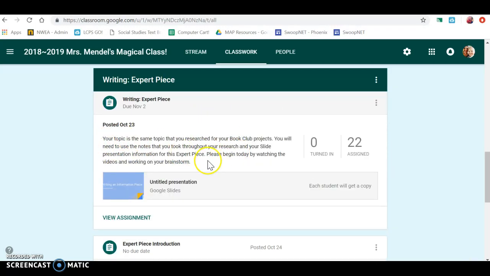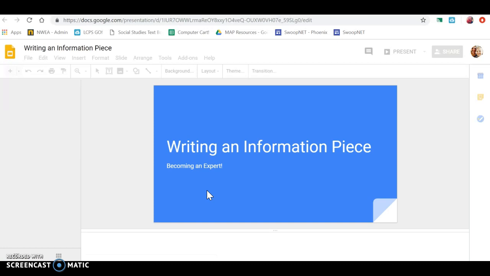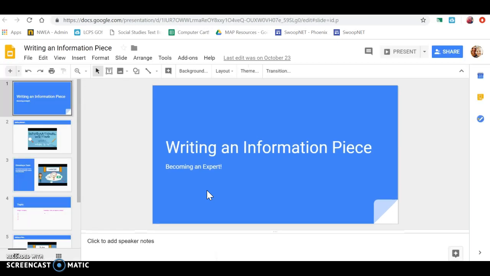And here you can see the directions. This is where I briefly tell my students what's expected of them, but I also verbally tell them in class. If you click into the slide presentation, you will see what my students see.